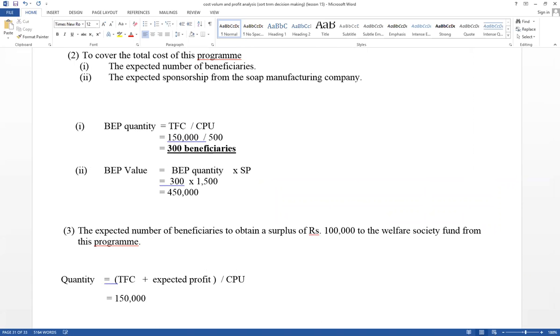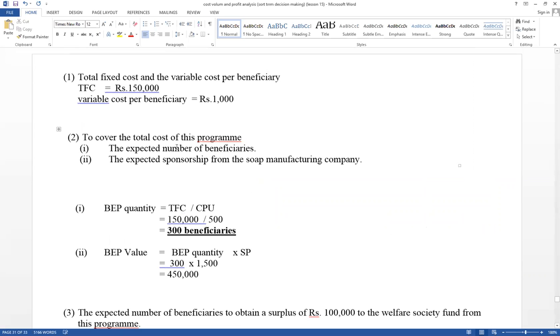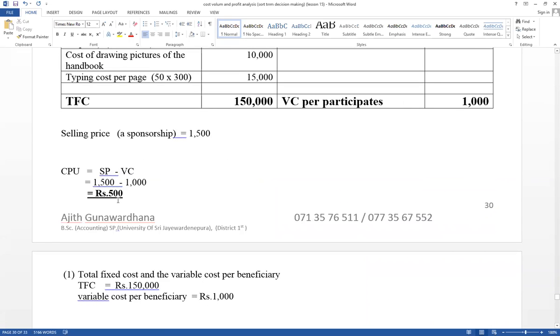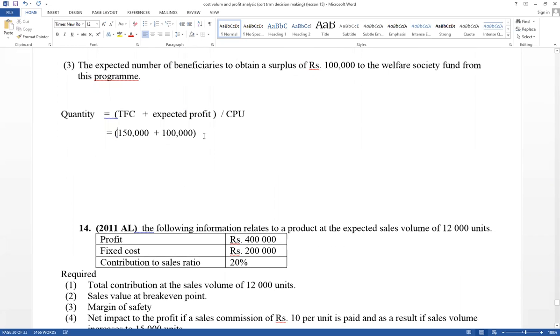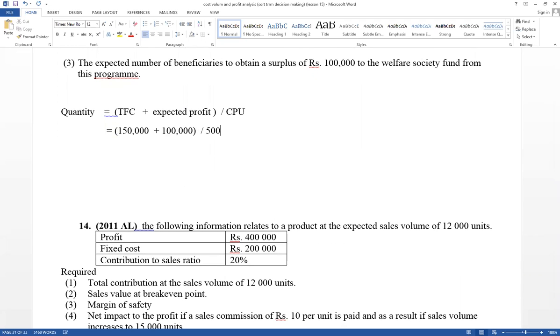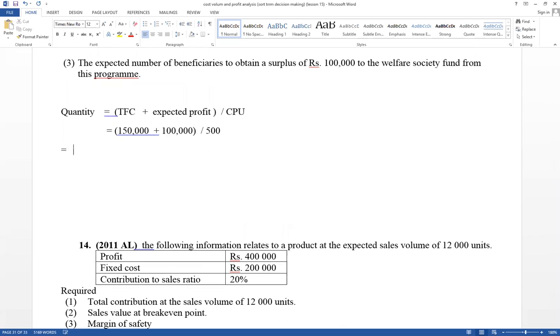Fixed cost is 150,000 and expected profit is given as 100,000. Then contribution per unit is also calculated. They don't ask for contribution per unit, but in the working it has been calculated: selling price minus variable cost, which is equal to 500. Therefore, divide by 500 to get the answer.